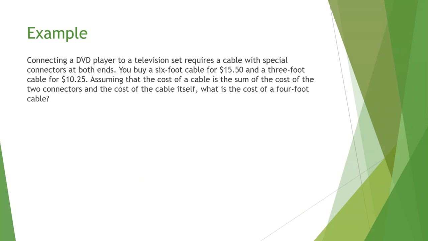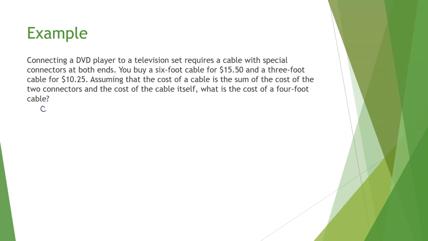Okay, now here's example 2, and this one's a little trickier. Connecting a DVD player to a television set requires a cable with special connectors at both ends. You buy a 6-foot cable for $15.50 and a 3-foot cable for $10.25. Assuming that the cost of a cable is the sum of the cost of the 2 connectors and the cost of the cable itself, what is the cost of a 4-foot cable? So this one's a little tricky because we're looking for the total cost of a specific length of cable, but it's made up of different parts.